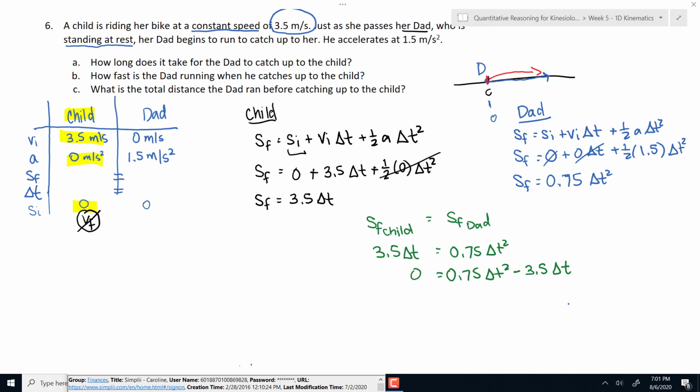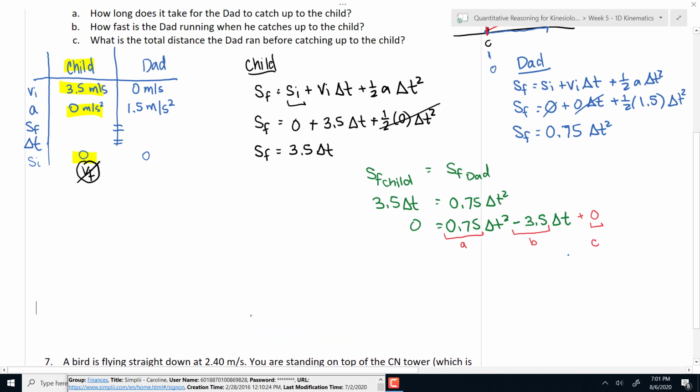So if you remember, with the quadratic formula, we have an a, b, and a c. The a is the coefficient in front of the delta t squared, the squared term. So this would be our a. The b is the coefficient, or the number, in front of just the delta t term. That's our b. And then our c is the number that's by itself. So in this case, it's just plus 0 here. That would be our c.